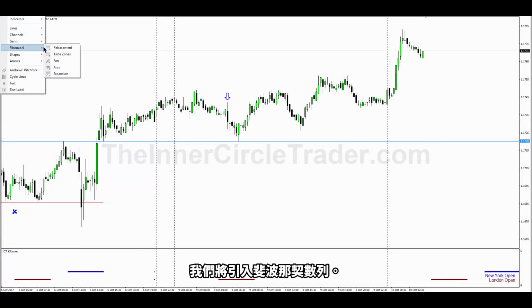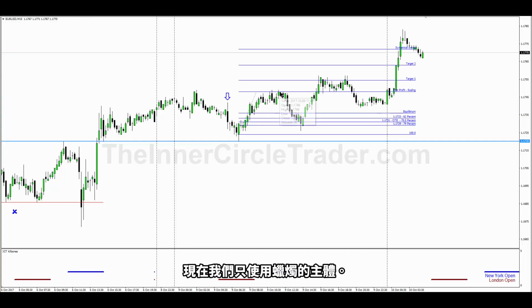So we'll bring in our Fibonacci. Okay, now we're only using the bodies of the candles. Okay, the high and the low. And here's your optimal trade entry. Look at the respect of the bodies.